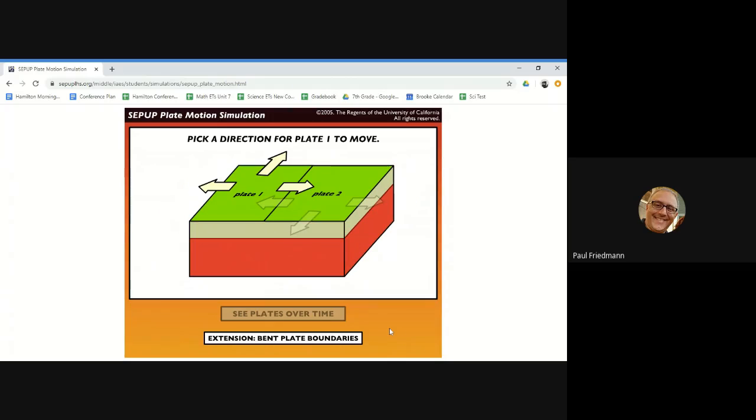Now, the second way that plates can move in relationship to one another is toward one another. We call this type of motion convergent. To converge means to move together. You should notice that there are still earthquakes happening as we do this. So I'm going to put these guys together. We're going to see the plates over time.